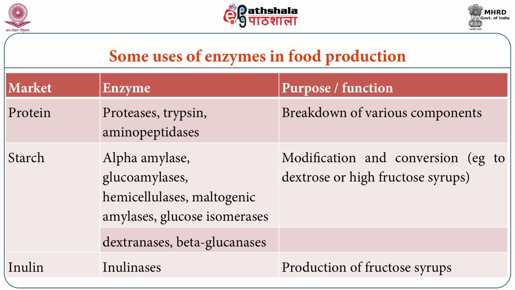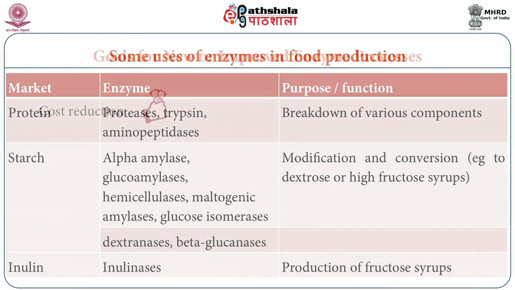For starch modifications, alpha amylases, glucoamylases, hemicellulases, maltogenic amylases and glucose isomerases are used very frequently for modification and conversions. Example, from different sugars to dextrose or a product like high fructose syrups. Inulin can be used for production of fructose syrups by use of inulinases, which break inulin to produce fructose syrups.